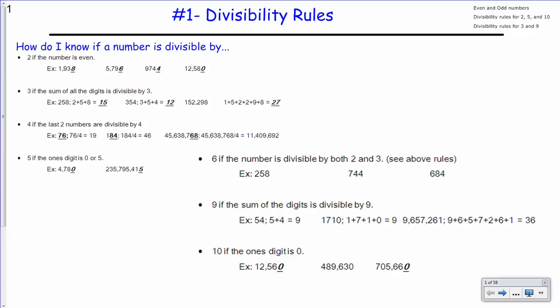So this first page here is like our nuts and bolts. This is what's really important, like cheat sheet notes. So let's go over these real fast and then we'll do some practice problems.